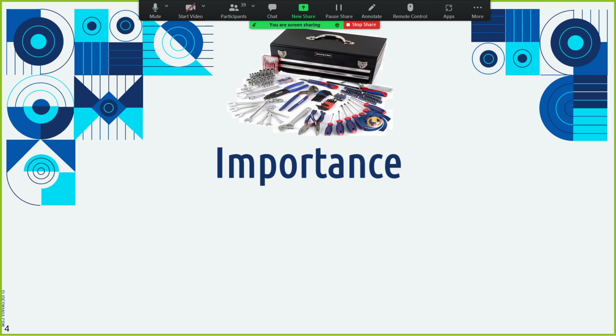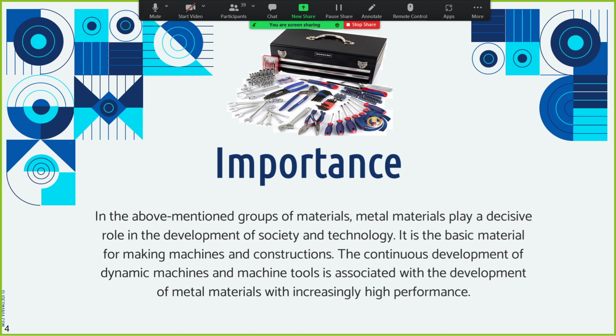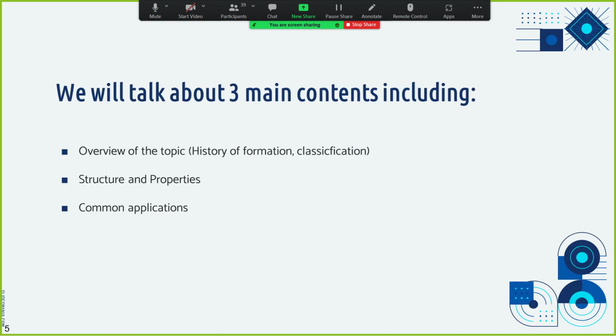The second is important. In the above-mentioned group of materials, metal material plays a decisive role in the development of society and technology. It is the basic material for making machines and construction. The continuous development of dynamic machines and machine tools is associated with the development of metal material with increasingly high performance.